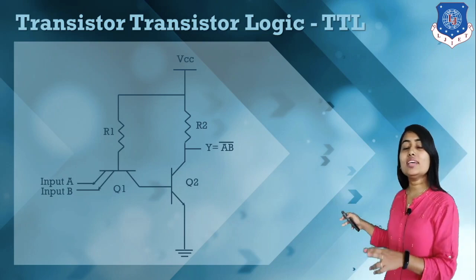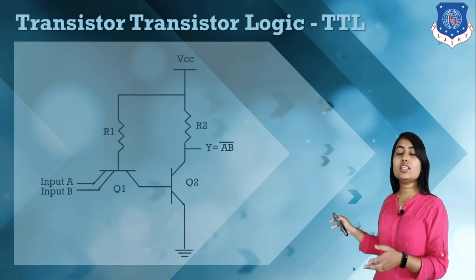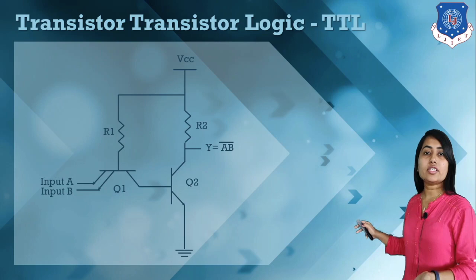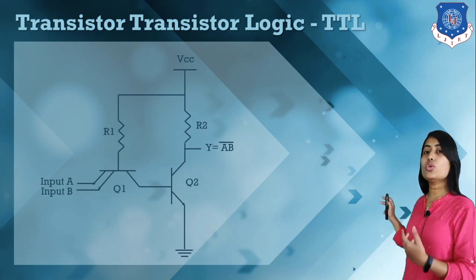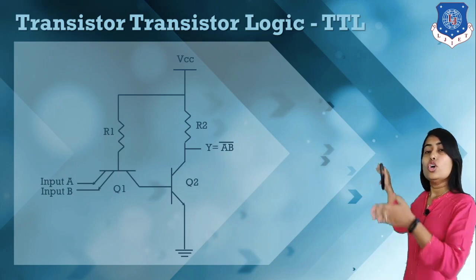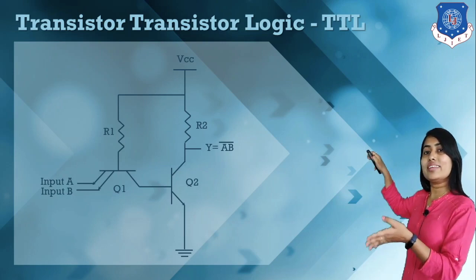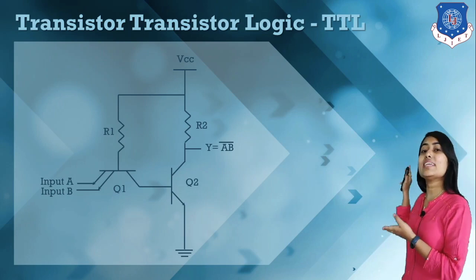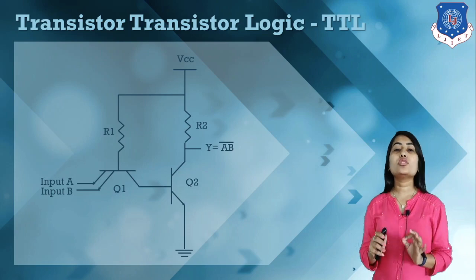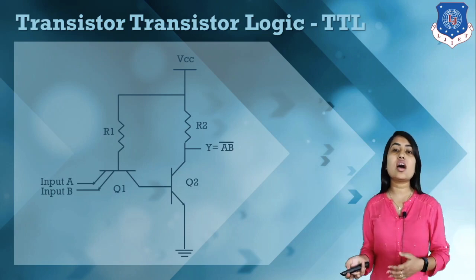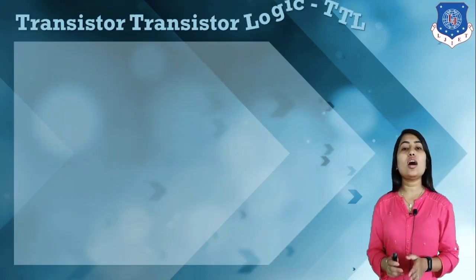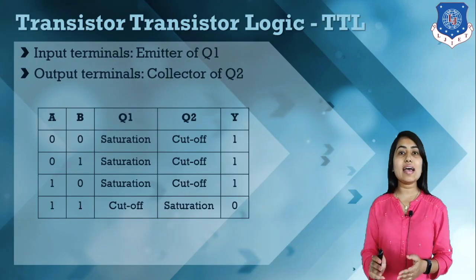But when all the inputs are equal to 1, Q1 is in reverse bias, so it is in cutoff mode. Q2 goes into forward bias, so it is in saturation mode. That means there is a complete path, so the power supply is grounded and no voltage is present at the output. So at the output we have a 0, and this is how the NAND gate works. Here we have a table showing how this circuit works as a NAND gate.